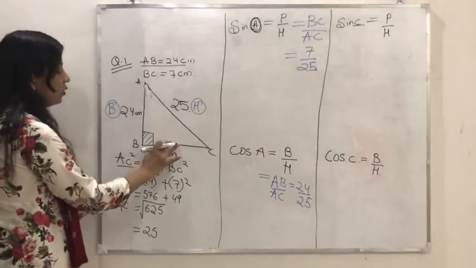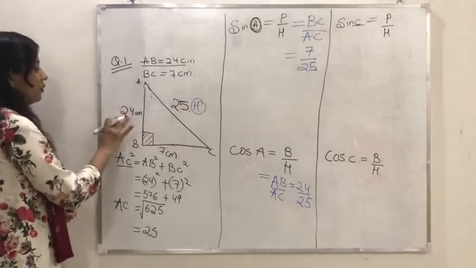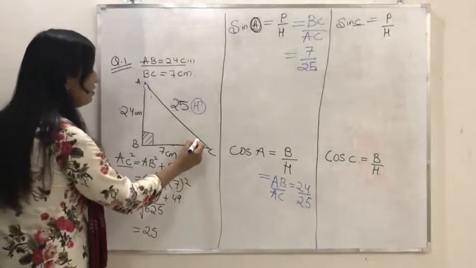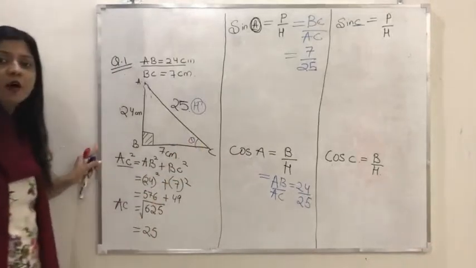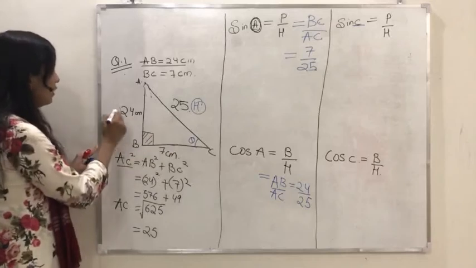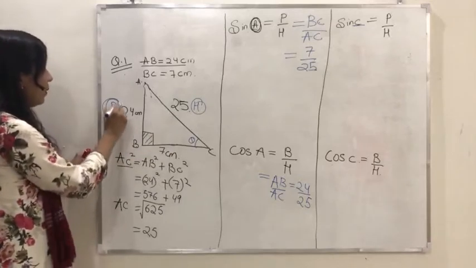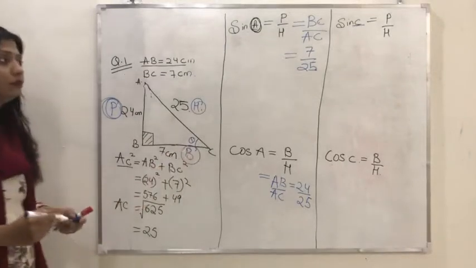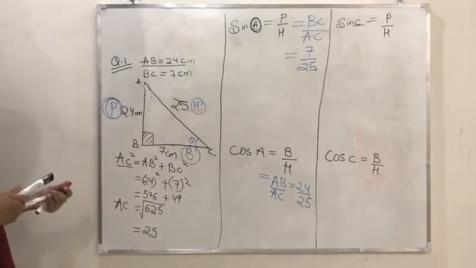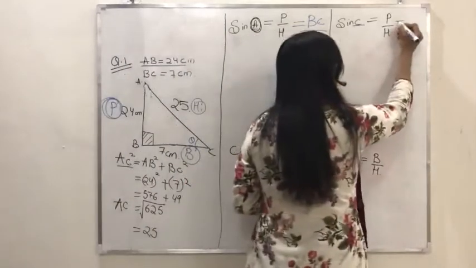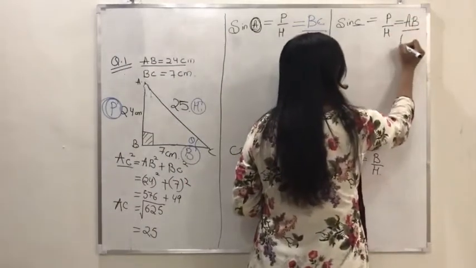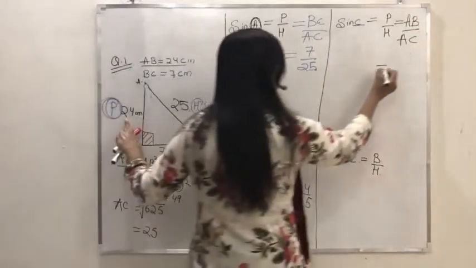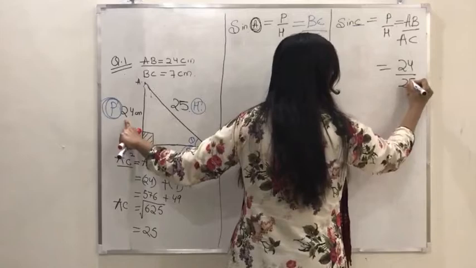So now what I will do, I will rub this part. This is not my perpendicular and this is not my base. So now we are talking about angle C. If this angle C is your theta, the side opposite to theta is the perpendicular, and this is your hypotenuse and this will be your base. So your perpendicular will be AB and your hypotenuse is AC, and the length of AB is 24 and the length of AC is 25.